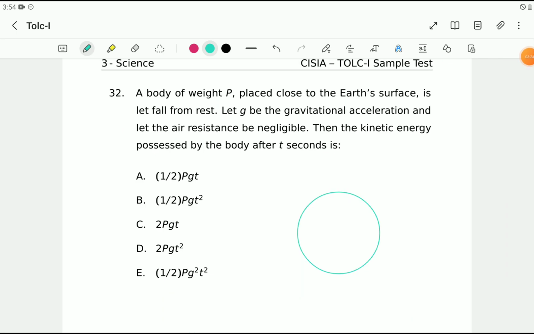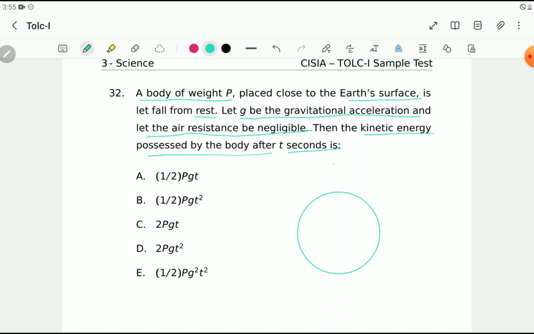So this is problem number 32. Let's read it out. A body of weight P placed close to the earth's surface is let fall from rest. Let g be the gravitational acceleration and let the air resistance be negligible. Then the kinetic energy possessed by the body after t seconds is, okay, so let's consider an object.